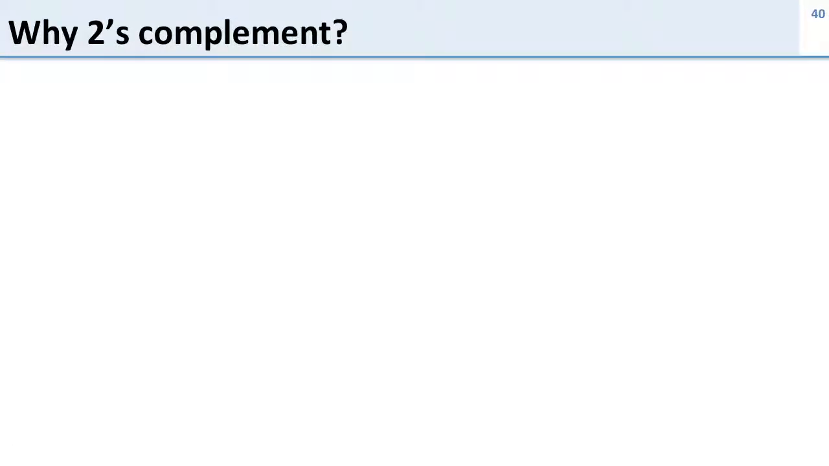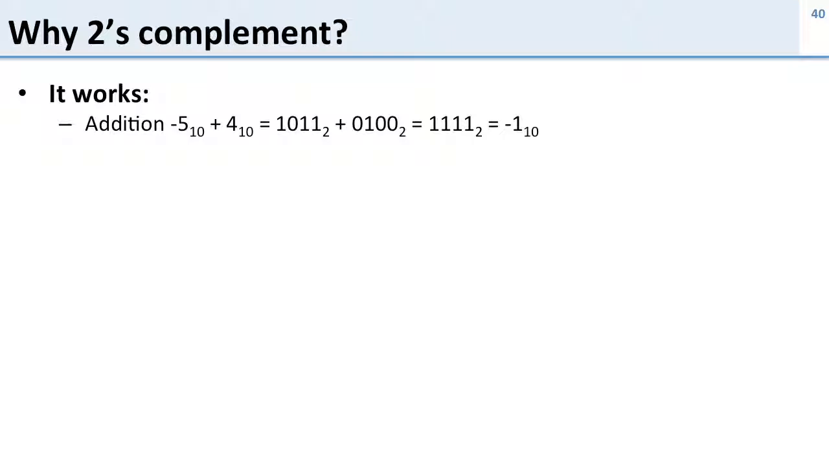So why do we use 2's complement? Well, it works. If I want to add -5 plus 4, here's -5, it's -8 plus 2 plus 1, or -8 plus 3, that's -5, plus 4. I get 1, 1, 1, 1, which is -1. I just used the regular addition that we saw for the previous unsigned numbers with 2's complement, and I get the right answer. So we can use the same adders that we had before.